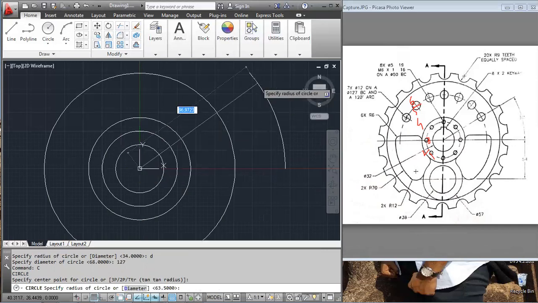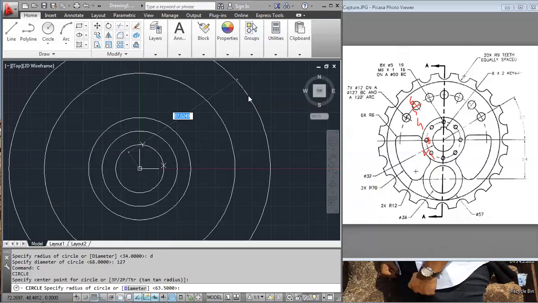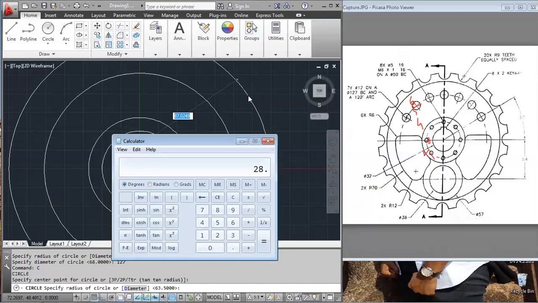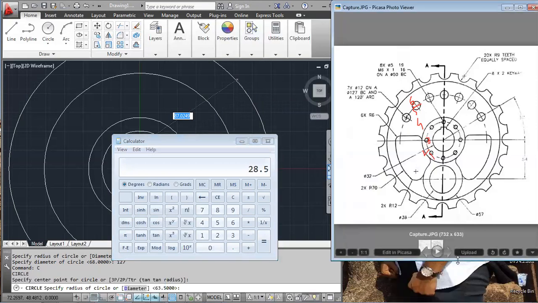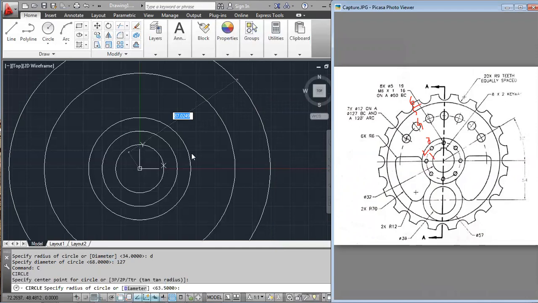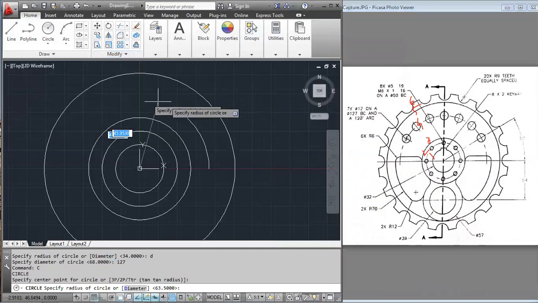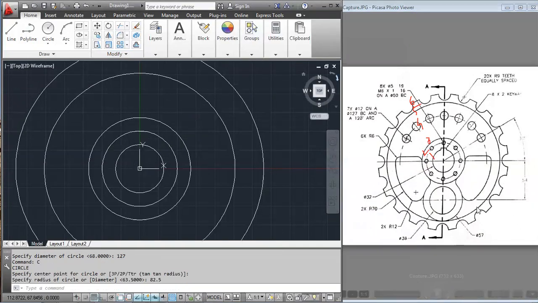28.5 plus 54 is how much? 28.5 plus 54, that equals 82.5, right? So we can use 82.5 here to get this one, right? Now from here to here there will be another circle. The radius of this circle is given or not, that we have to check.